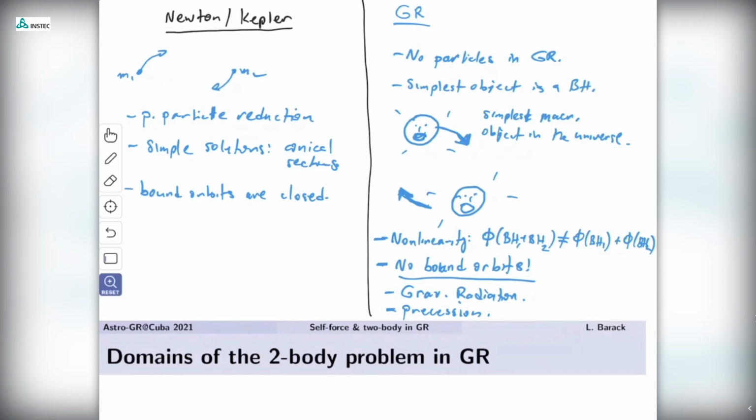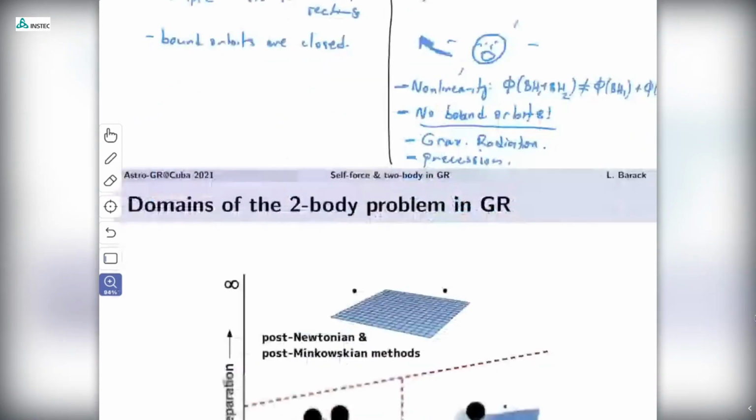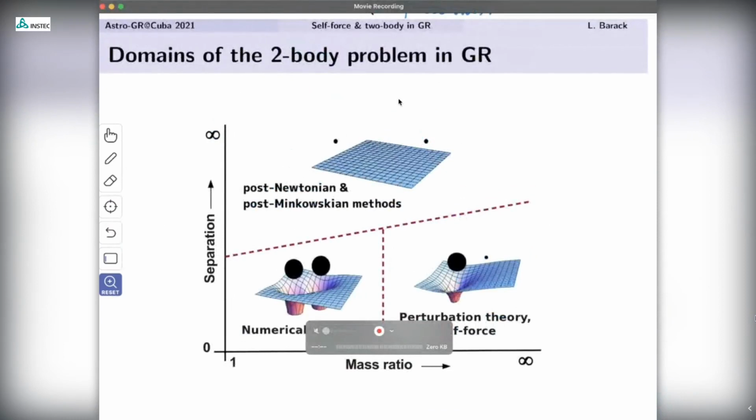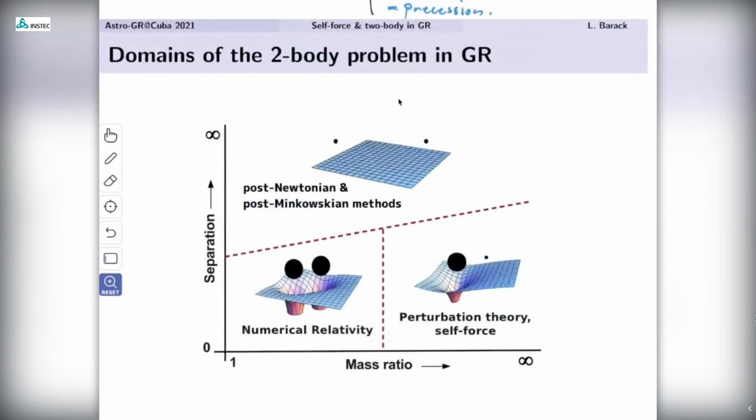I want to show you a map of the two-body problem in general relativity. On this map, I'm showing the different methods that people are using to solve the equation that describes the motion of two compact objects, specifically black holes. The two relevant directions in this parameter space of binaries are the mass ratio on the horizontal axis and the distance between the objects, the separation, at a given moment. So let me show you what we are looking at picture by picture.